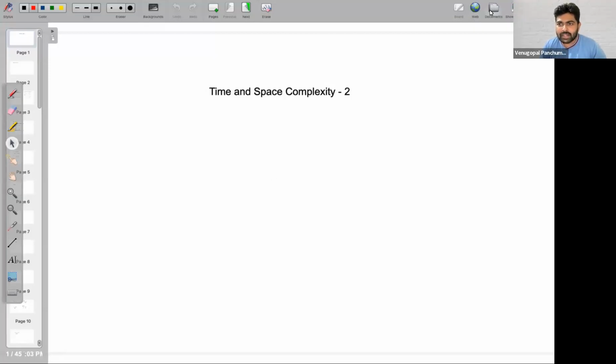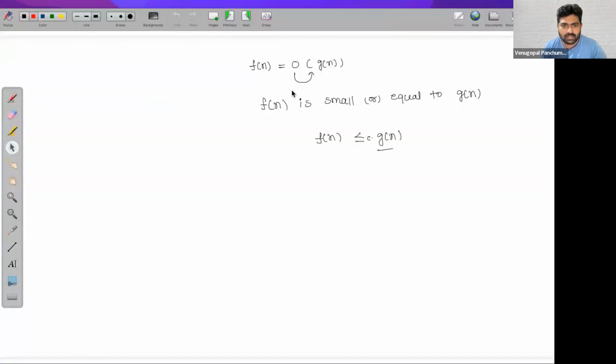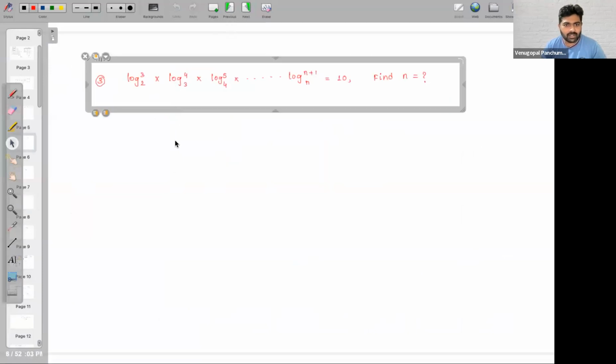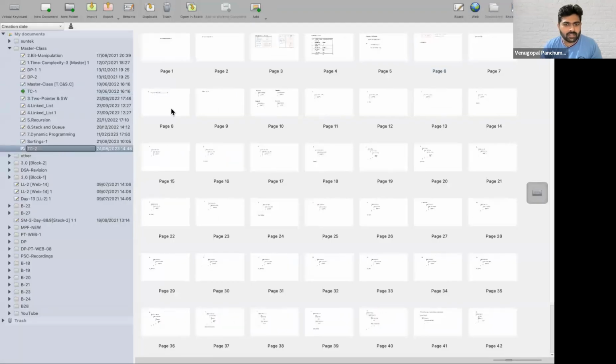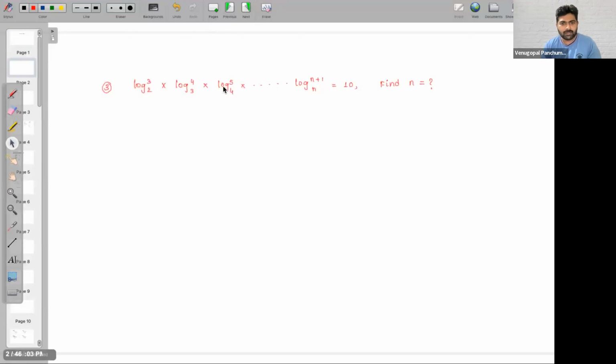Okay, so first let me discuss that homework question. I don't know where that question is. Just a minute, I'll check. This question, right? Okay, I'll discuss now. It is a very simple question. If you understand the basic properties of logarithms, then you can solve it easily.